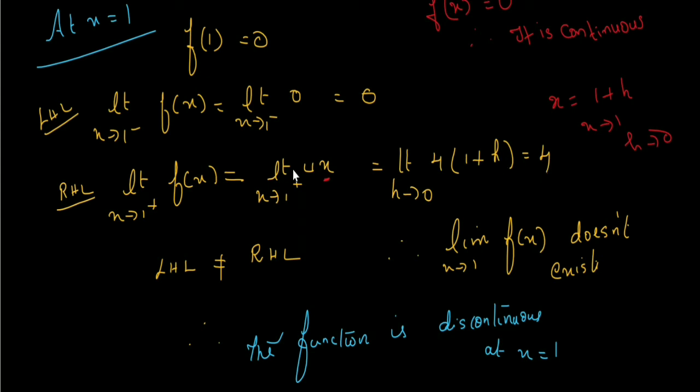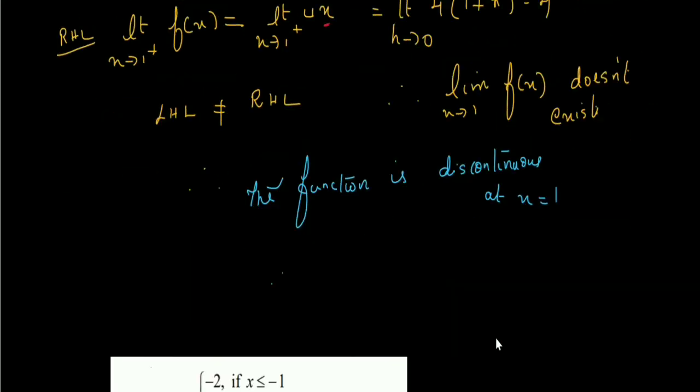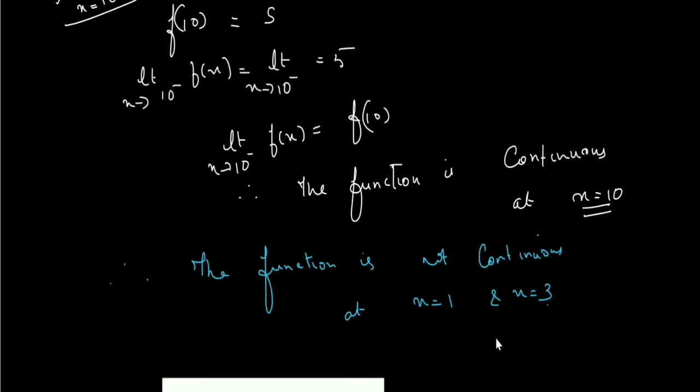So you can see that left limit is approaching 0 and right limit is approaching 4. That means the limit doesn't exist. If the limit doesn't exist, that means the function is not continuous. So at x is equal to 1, the function is not continuous.